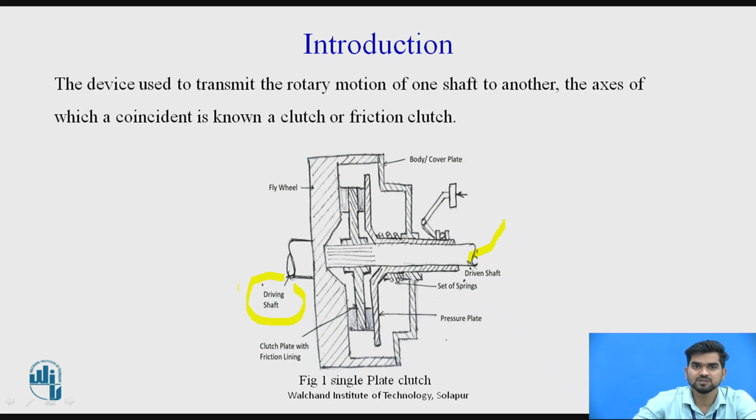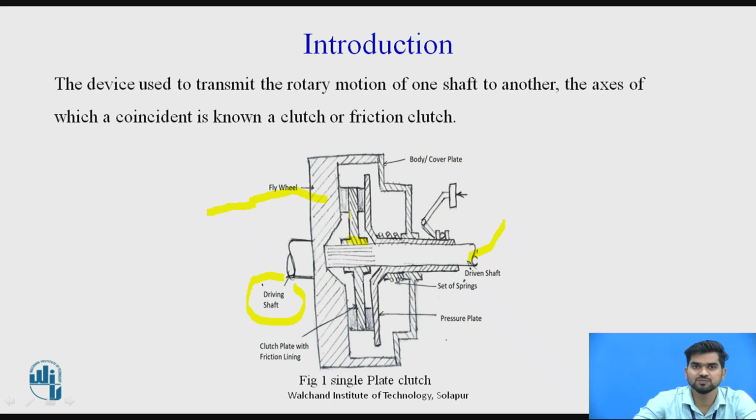The driving shaft is going to connect with the flywheel. On the driven shaft there is a pressure plate, and on the driven shaft the hub is there, which slides over the spline shaft, and to the hub the clutch plate is attached. So this is the construction of the single plate clutch.